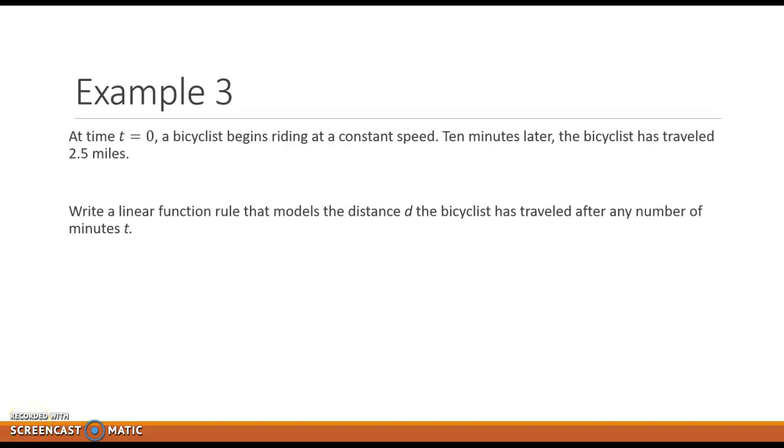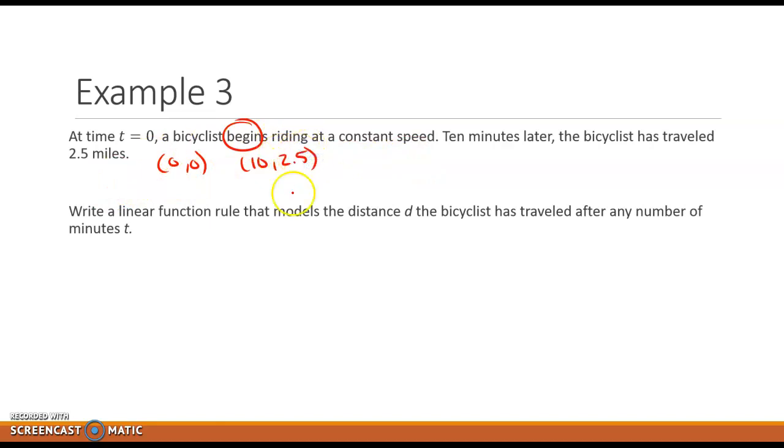All right, so now we're going to talk about some situationals where we're given 2 points and we need to find the equation. All right, so here we have at time t equals 0, so this is our x-ish value, t is x, but it just means time. A bicyclist begins riding at a constant speed. So one of our points is 0, 0, right? Because that's where they began. 10 minutes later, so our other point's going to be 10, the bicyclist has traveled 2.5 miles.